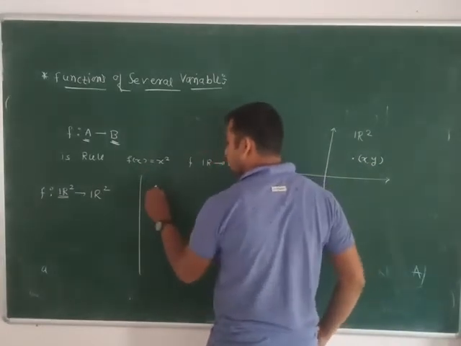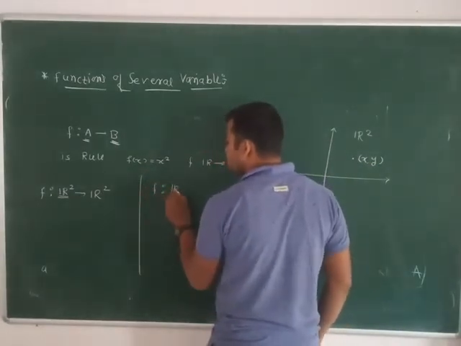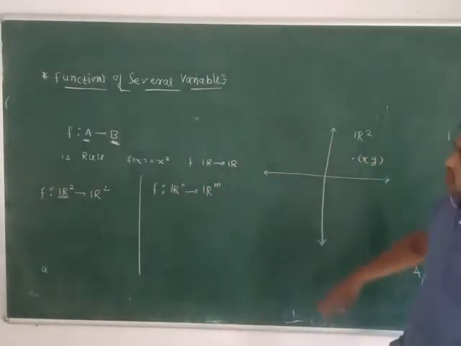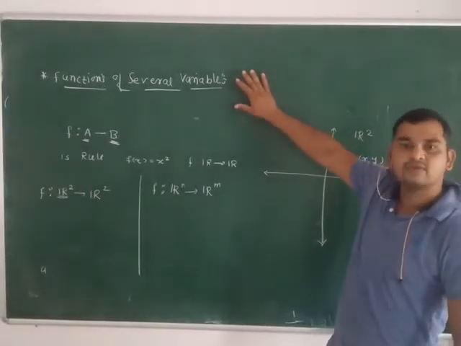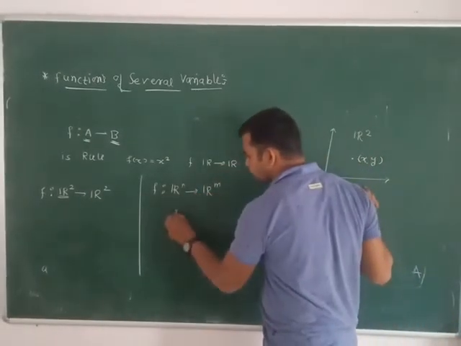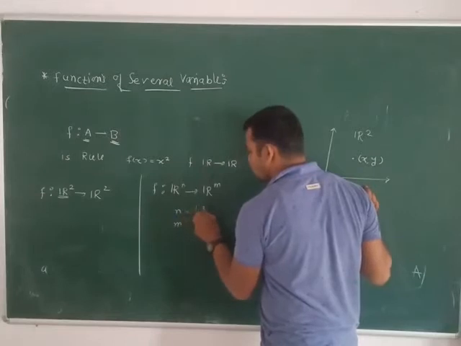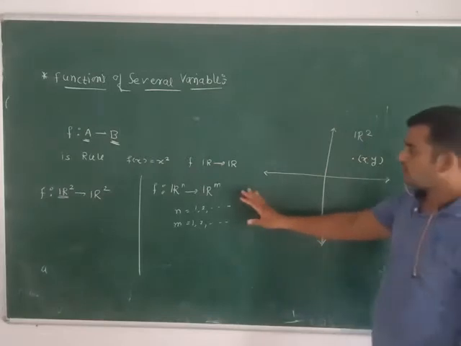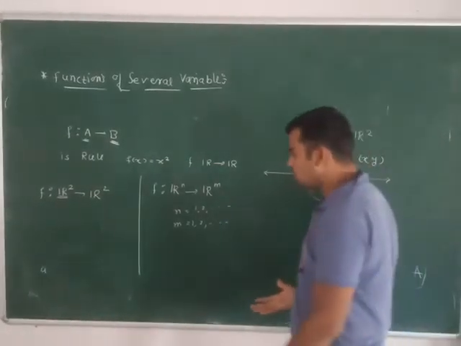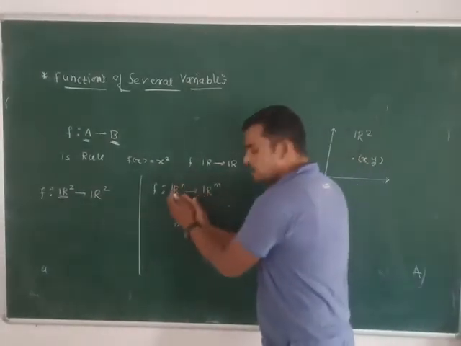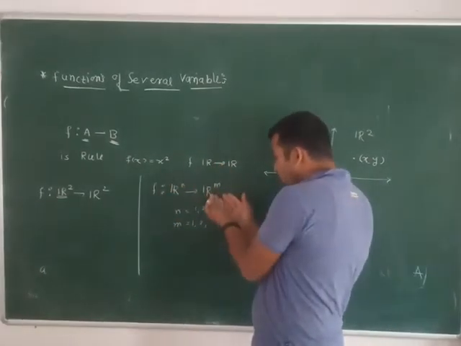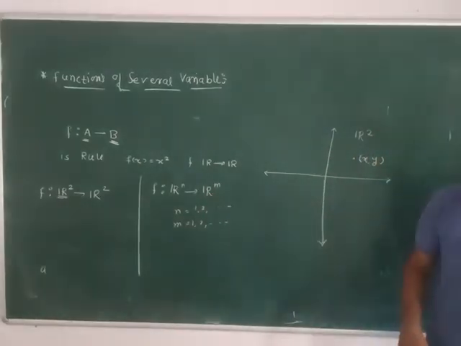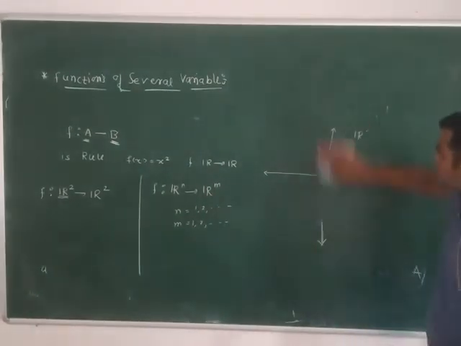Likewise, if I define the function from Rn to Rm, then this is called a function of several variables. Here n and m vary from 1 onwards. What is a function of several variables? For every ordered pair of this set, there exists a unique ordered pair in this set. Then this is called a function of several variables.